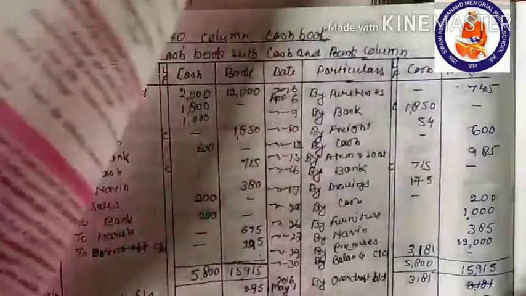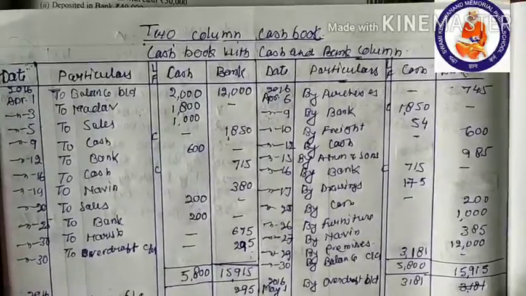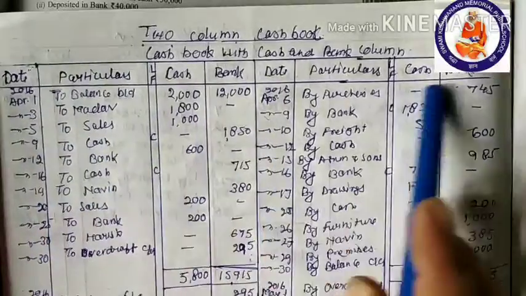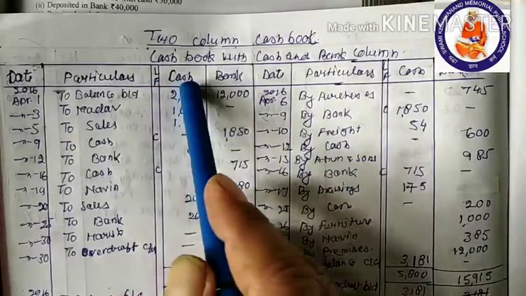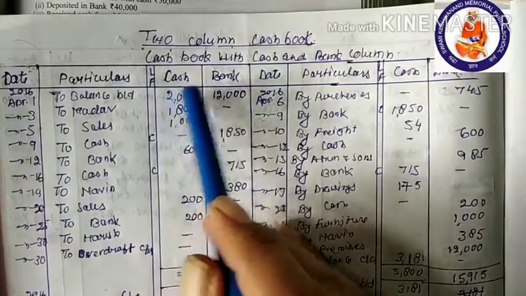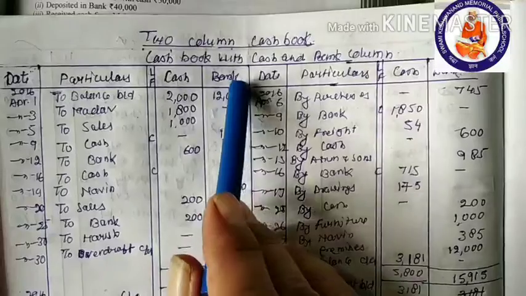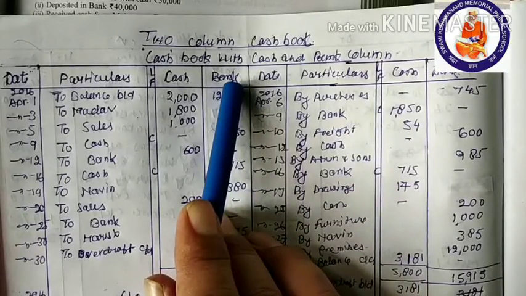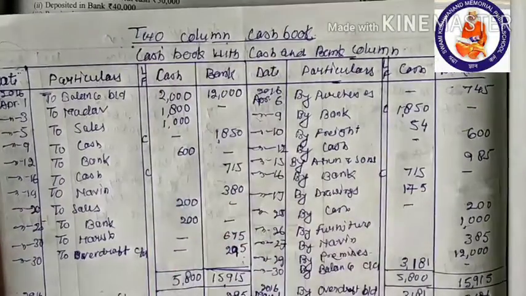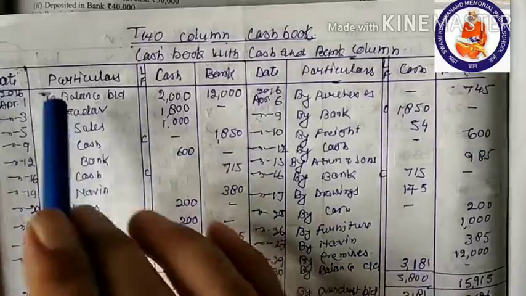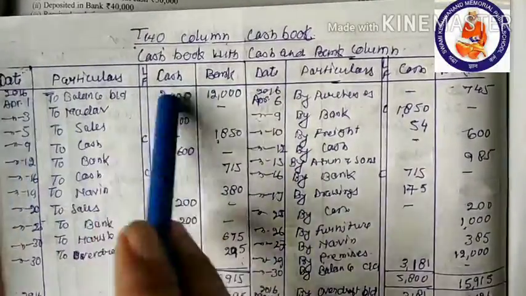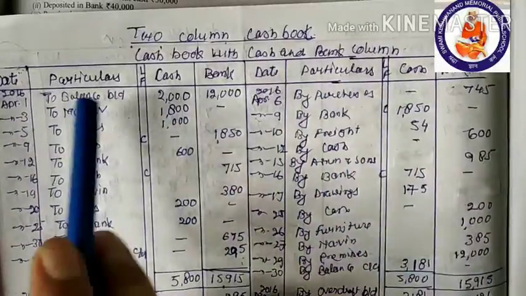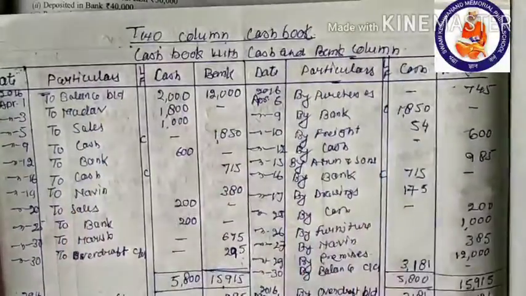As we know, in a two column cash book, all the columns are the same, like date, particulars, ledger folio, cash. This is in single column, but one more column is there for bank. It may sometimes be a discount column also. And these same columns are here on the credit side. So this is the debit side, this is the credit side.